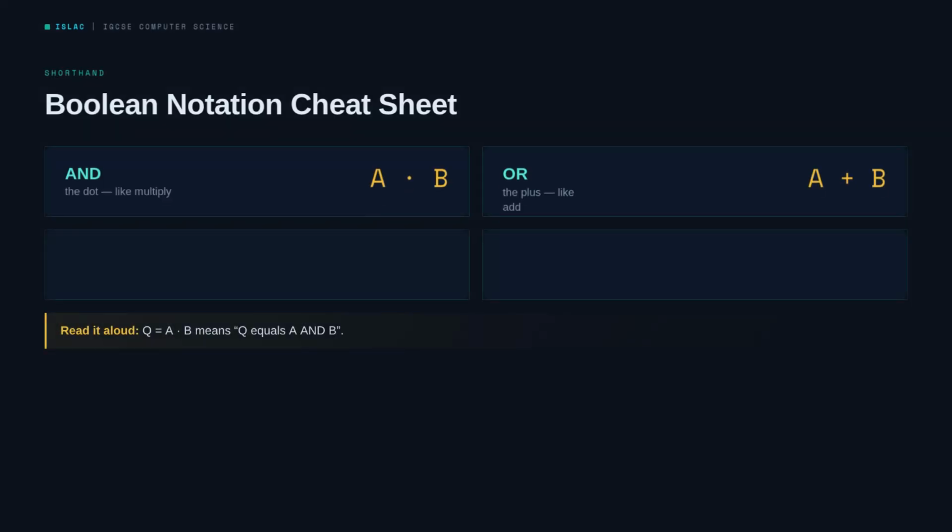Boolean notation is shorthand for gates. AND is a dot, A.B. OR is a plus, A plus B. NOT is a bar over the letter. XOR is a plus inside a circle. Learn these, you'll need them to read and write logic expressions.